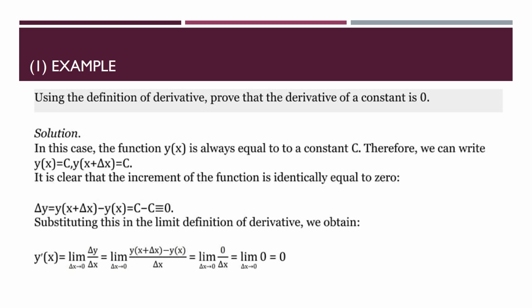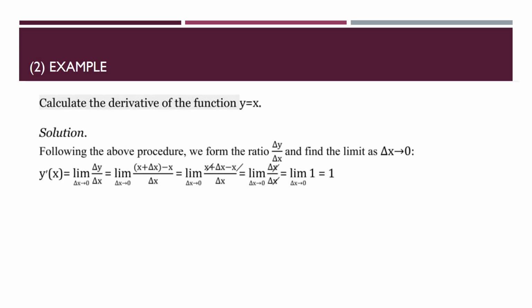As you can see in this example, we can actually prove the derivative of a constant just by setting c equal to x. Let's try to calculate this derivative, y equals x. Here, we can see that the x terms will cancel out and we're simply left with 1. Hence, the derivative of y equals x is y prime equals 1.